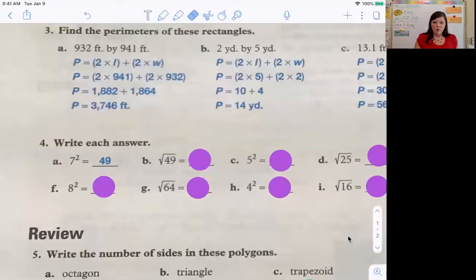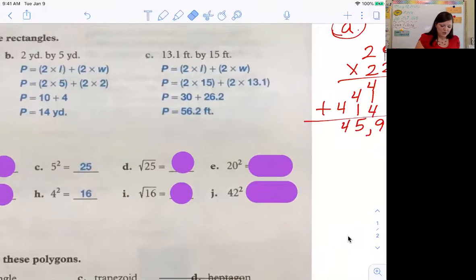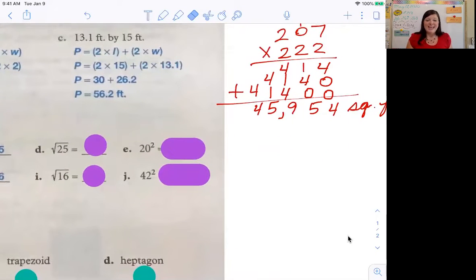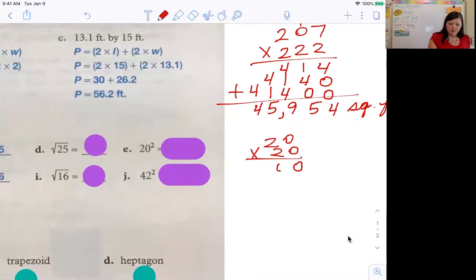5 squared equals 25. While we're at it, I guess we're doing H. 4 squared equals 16. 20 squared equals, well, what's 20 times 20? It's not 40, that's 20 plus 20. We need to multiply that together. Go out to the side if you need to. 20 times 20, annex a 0, 2 times 0 is 0, 2 times 2 is 4. So 20 squared is 400.